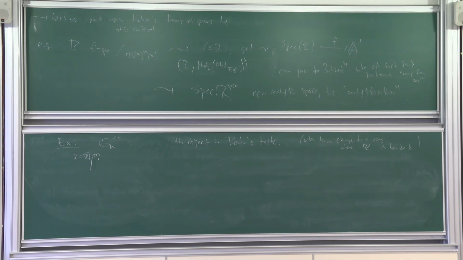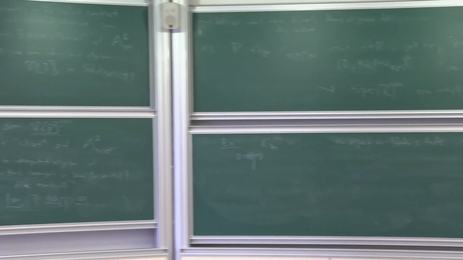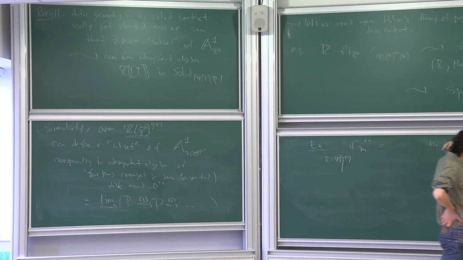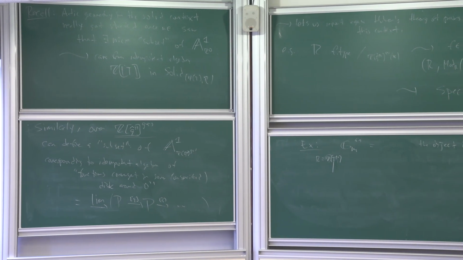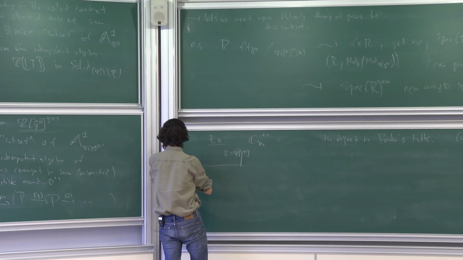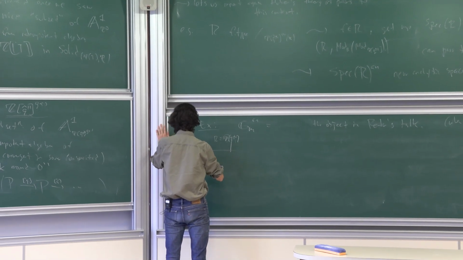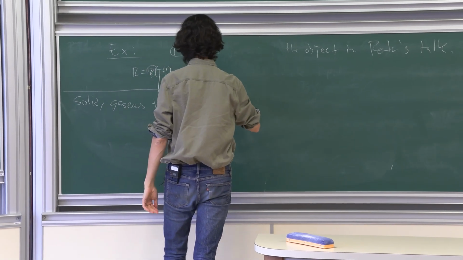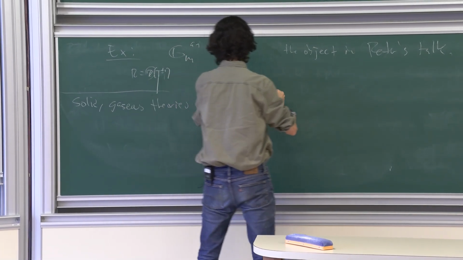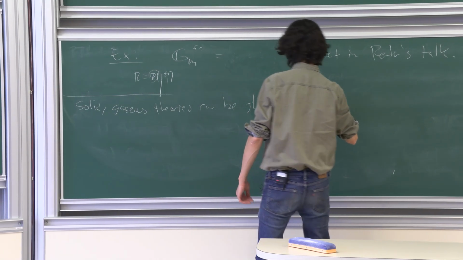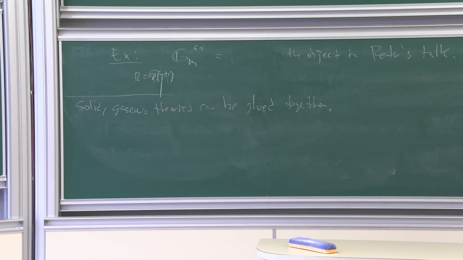So now there are these two different contexts in which you can import Huber's theories of pairs into the world of analytic spaces, and it turns out that they can be glued together. So the solid and gaseous theories can be glued, and the idempotent algebras as well.